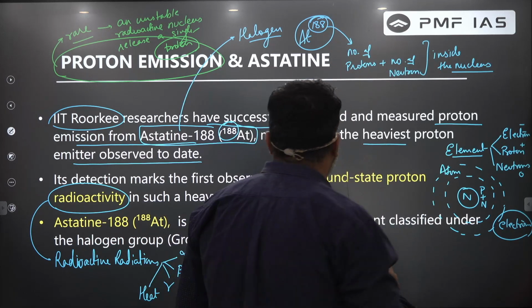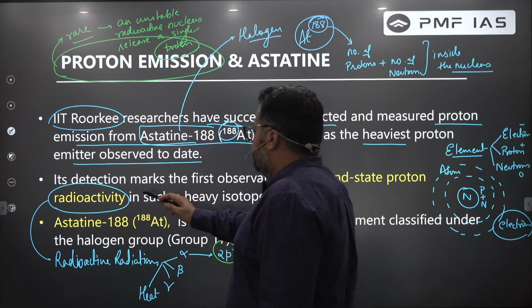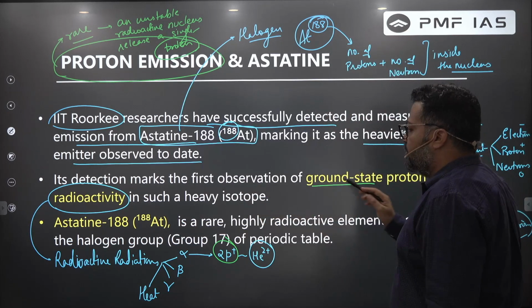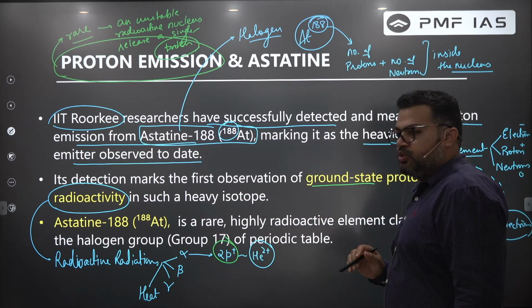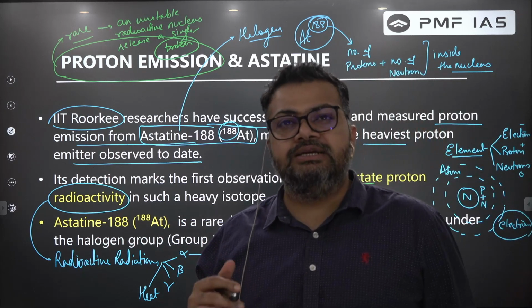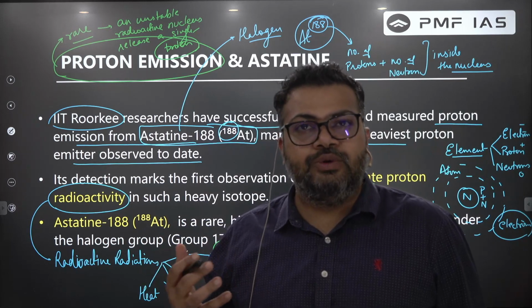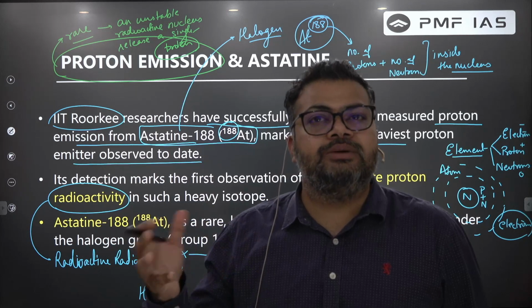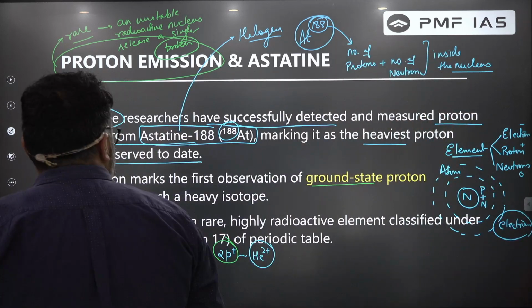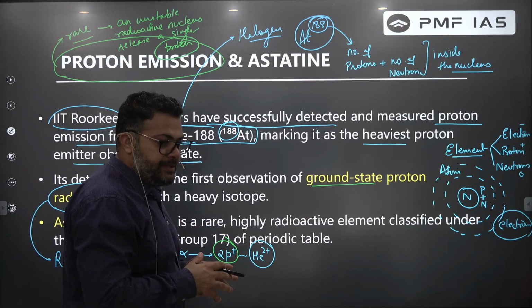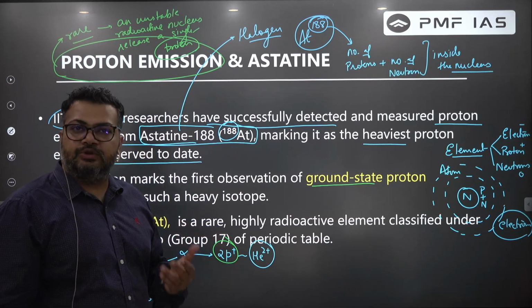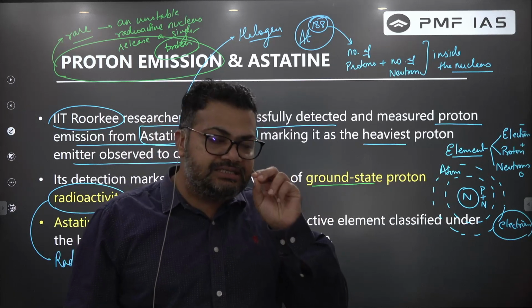There is a line written here that its detection marks the first observation of ground state proton radioactivity in such a heavy isotope. Ground state basically means when it is in its stable state, right? Stable state is not necessarily unrelated to radioactivity, it could be radioactive, but it is trying to become stable. Its nucleus is much more stable compared to other situations. So when this astatine is considered in a stable form, it releases not an alpha particle which is generally expected from a radioactive substance, but rather it releases a single proton.